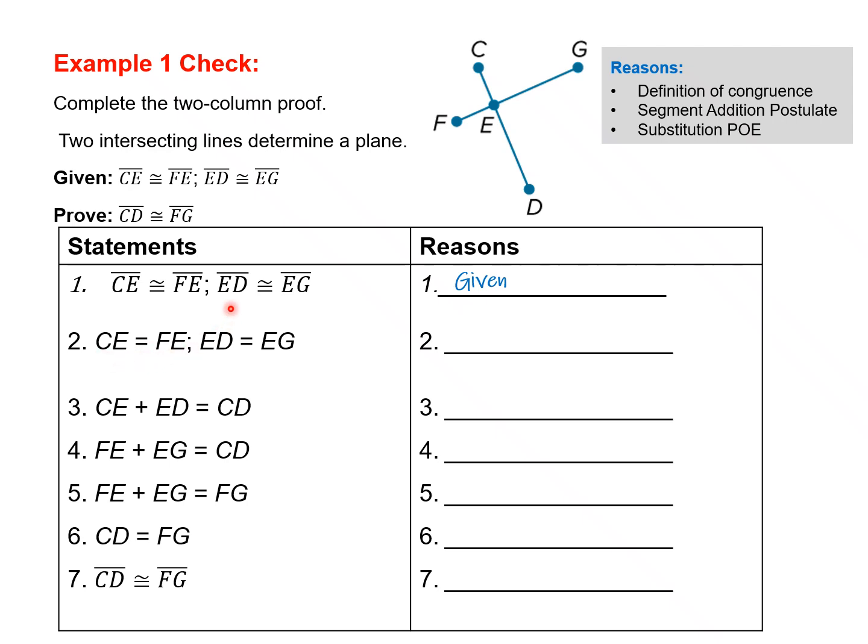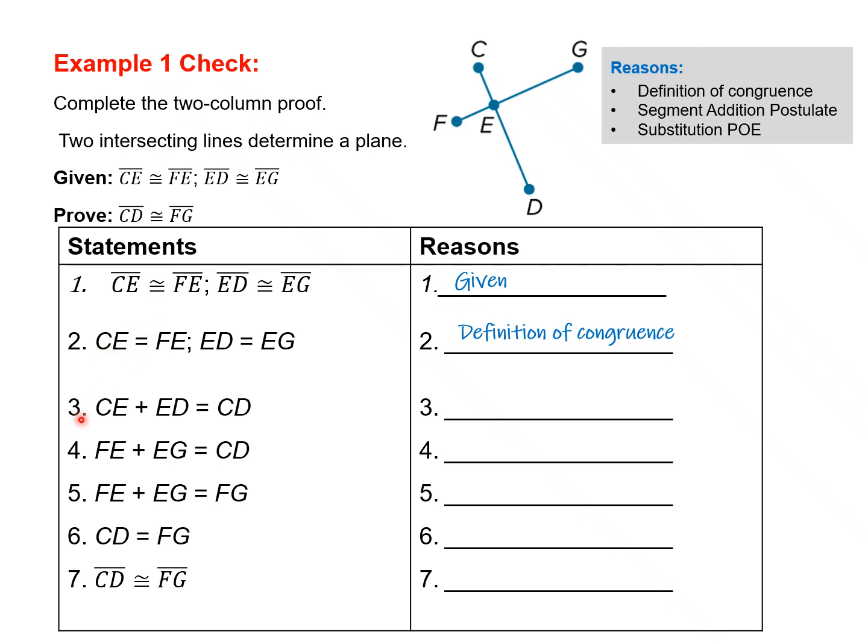We're going from saying line segment ED is congruent to line segment EG to saying that their lengths are equal. Of course, that's our segment addition. That's our definition of congruence. So we're going from saying they're congruent to equal. We can also go backwards, saying the lengths are equal to the segments are congruent.